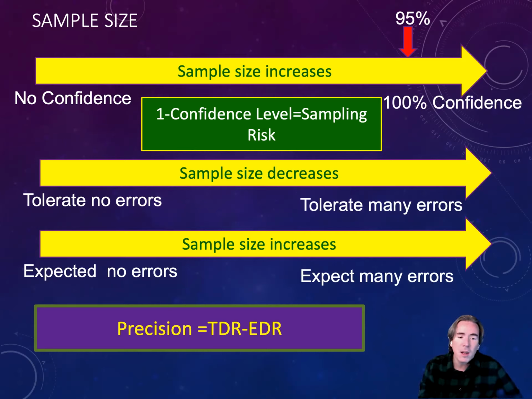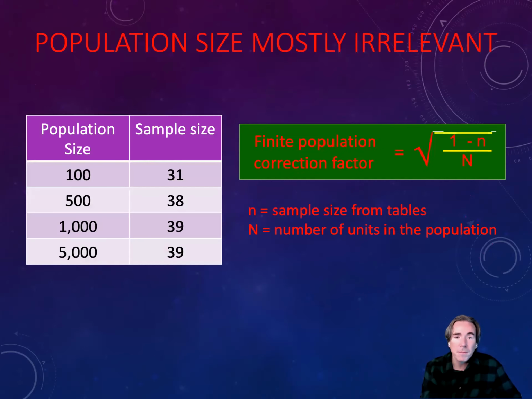And that relates to the concept of precision. Precision is how much wiggle room do we have when we do an audit. The more precise our testing needs to be, the larger the sample size we need. So if we increase sample size or increase tolerable deviation rate or expected deviation rate, we're going to narrow our precision. As we narrow our precision, we need to increase our sample size.